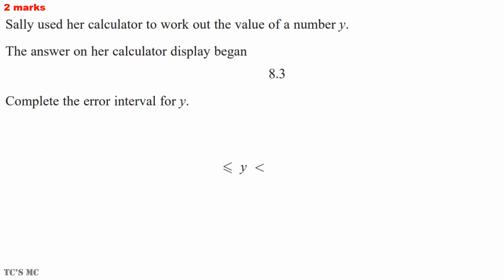Sally used her calculator to work out the value of a number y. The answer on her calculator display began with 8.3. Complete the error interval for y. If it says the word began, that means it's been truncated. That means the number starts with 8.3.